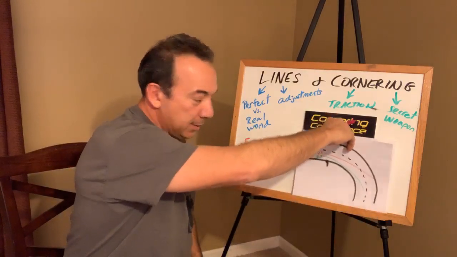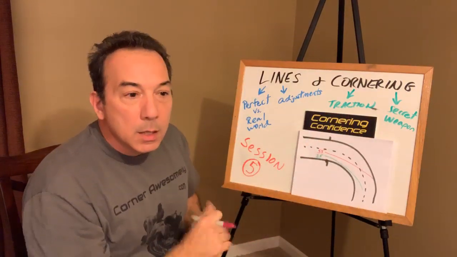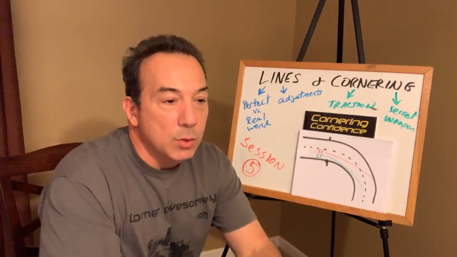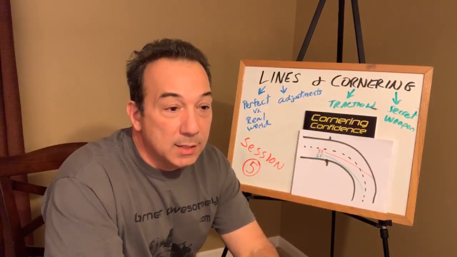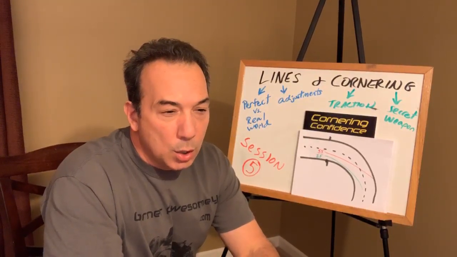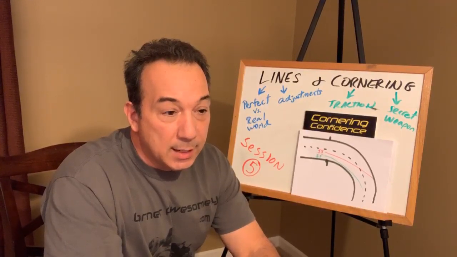Now, I saw a question come in. Frank says, when oscillating, do you keep your body in the same position, kissing the same mirror, or should you go side to side and kiss the other mirror?